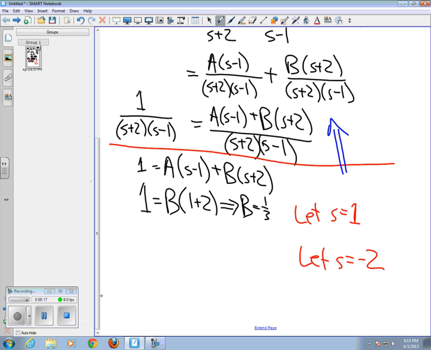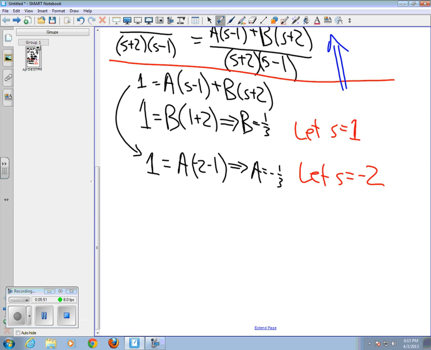And when we let s equal -2, what we get from our equation is 1 equals a times (-2 minus 1). Whoops, it's supposed to be -2, so -2 minus 1. And where the b is, we'd have b times (-2 plus 2), so that'd be 0b, so that goes away. And so what we have is -3a equals 1, or a equals -1/3.